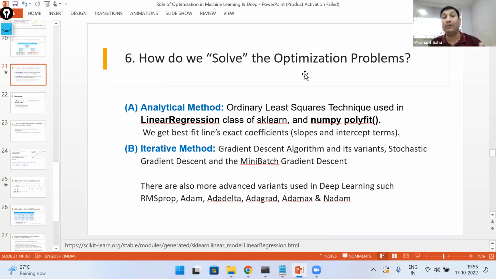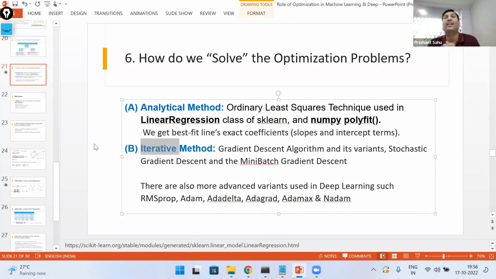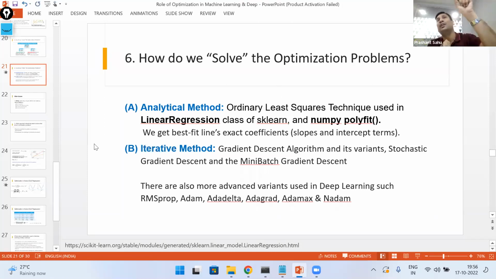Okay, we have another 10 slides to cover and a small Python code. So how do we finally solve? As I just now mentioned, we have the analytical method, we have the iterative method. So analytical method is covered in your linear regression class. Everyone knows the linear regression class, right? And the NumPy polyfit function. I'll demonstrate this right away. And the iterative solutions. What do you do in an iterative solution? You start with some guess value, and keep going downhill.